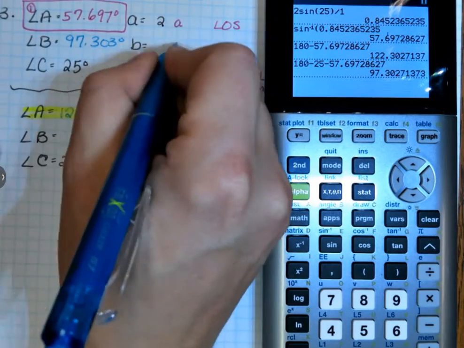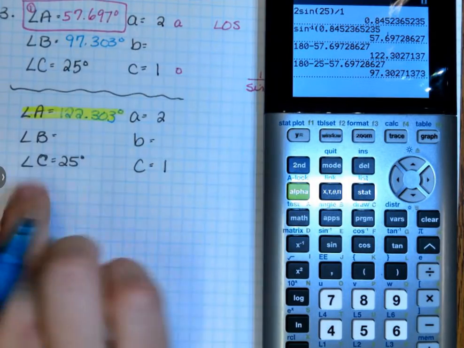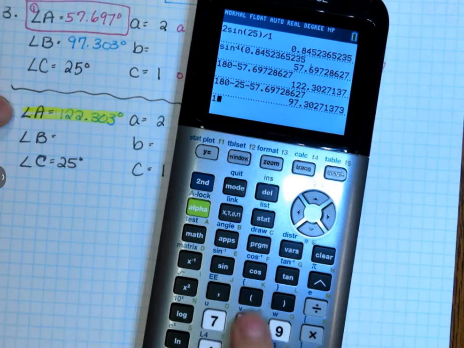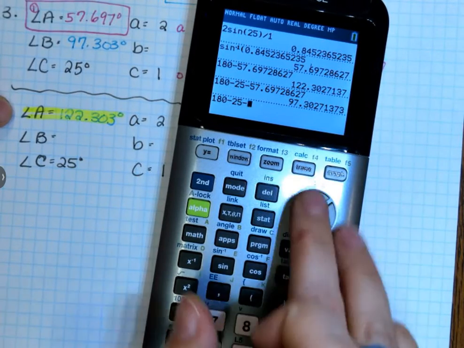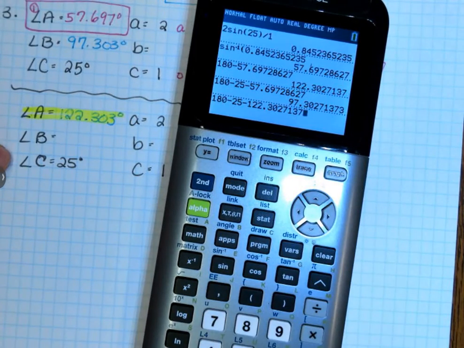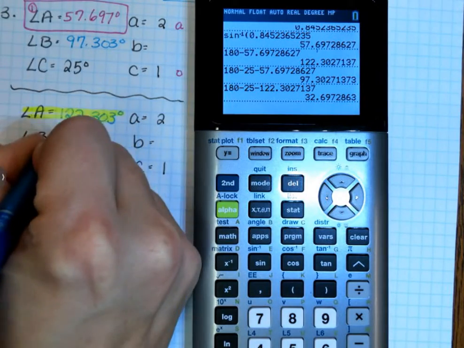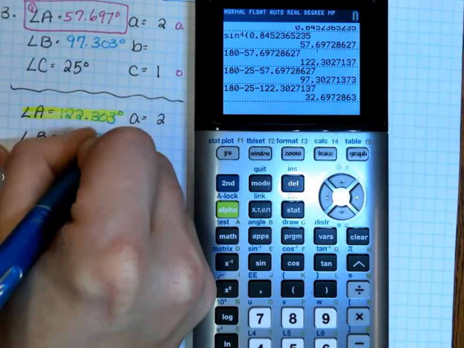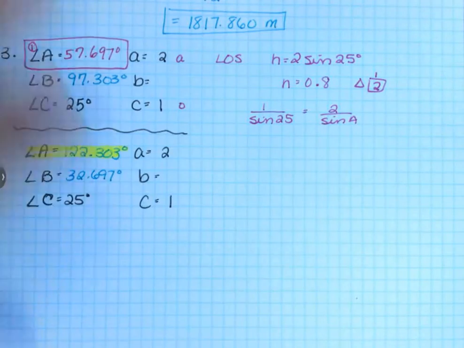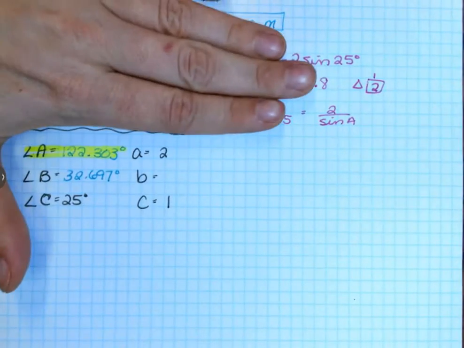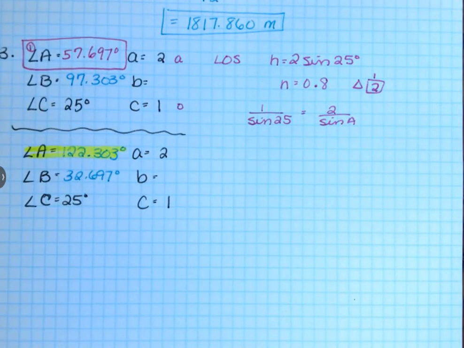Okay, and then you would finish using law of sines. And I would do the same thing on this triangle. So I would say 180 minus 25 minus the 122. And I would get 32.697 degrees. And then for each of those, again, working them completely separately, use law of sines to find the missing side.